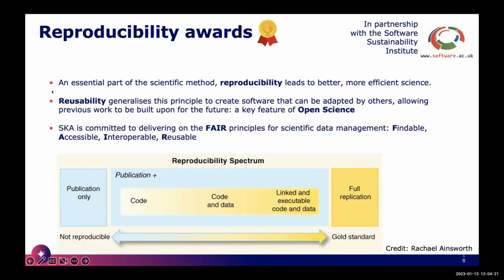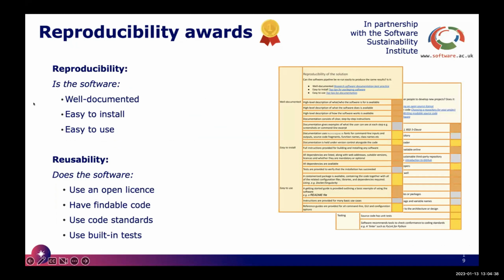The SKA is committed to delivering on the FAIR principles for scientific data management. So that's findable, accessible, as Shari mentioned earlier, interoperable and reusable data. So what we did was we awarded teams with a reproducibility award based on a set of predefined criteria, which you can find on our website. And we developed those criteria with the help of the Software Sustainability Institute, which is based in the UK.